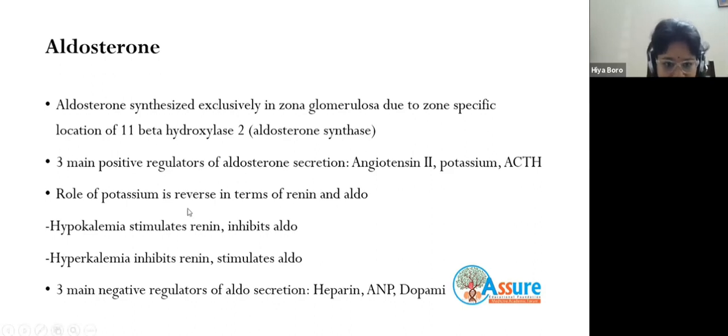And the role of potassium is reversed in terms of renin and aldosterone. Hypokalemia stimulates renin and inhibits aldosterone secretion, whereas hyperkalemia inhibits renin and stimulates aldosterone secretion.